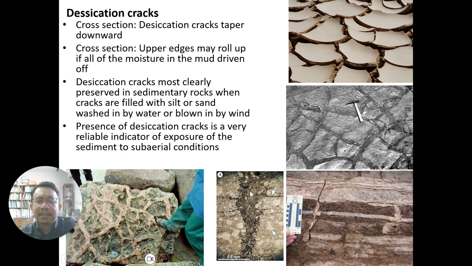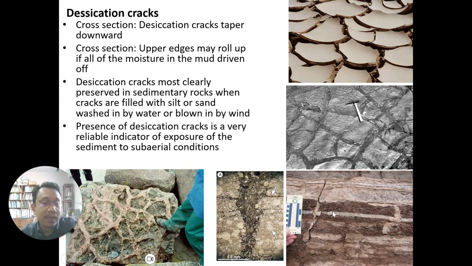In cross section, this is how a desiccation crack will look. That's the crack, and they tend to taper downward, getting narrower and narrower, right? That's in cross section. These are desiccation cracks also. Notice these cracks have been infilled by younger sediment, so they're no longer empty space. They have been filled in by the overlying sediment, and these are the darker colored layers. These are beds of mud.